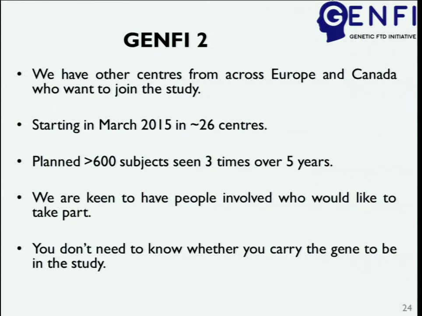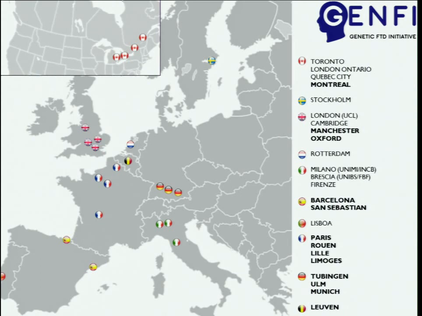We are very keen to have people involved who'd like to take part. So if anyone wants to come and talk to me afterwards, if they're from a family with a known mutation in progranulin, tau, or C9orf72, I'm very happy to talk to you about the study. And as I said, you definitely don't need to know whether you carry the gene to be in the study. We're very keen to have people from 18 onwards from families of progranulin, tau, and C9orf72. And really, it's the only way that we're going to find out what's going on.